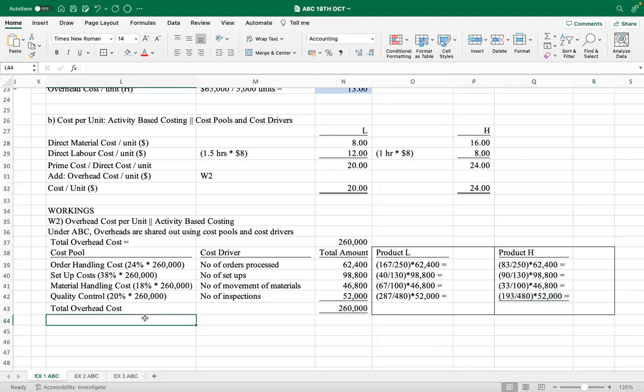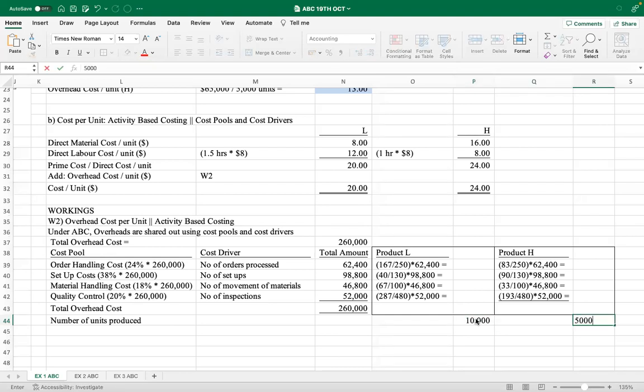And then production units, the number of units produced. For each case, here the number of units produced was 10,000, and on this other side the number of units produced was 5,000. Let me see what is in the chat.